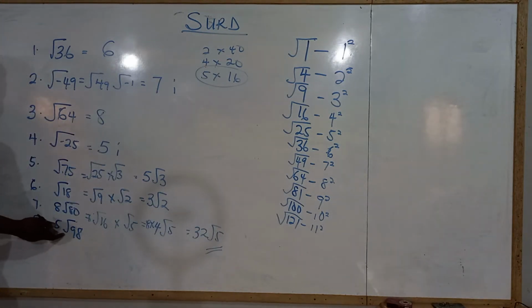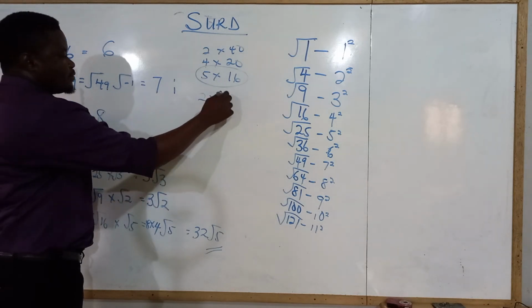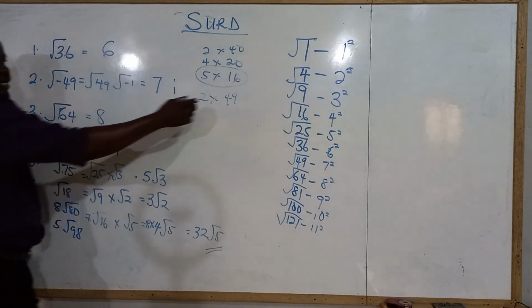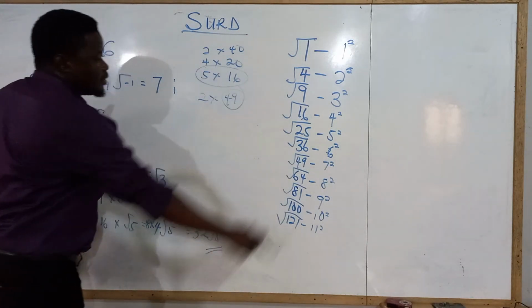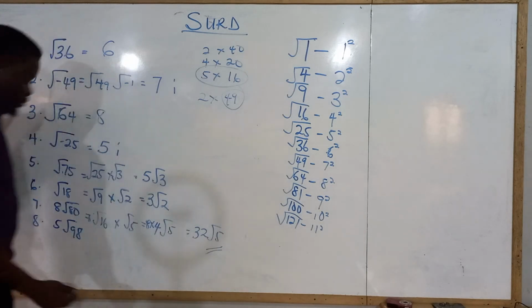Then the last one is what? 5 root 98. Factors of 98, we have 2 times 49. 2 times 49 is 98. And 49 is a perfect square. That's the square root of what? The square of 7 is 49. And the square root of 49 is 7.